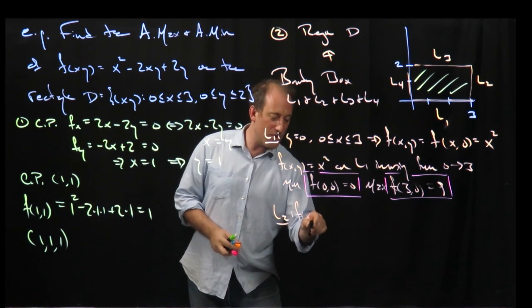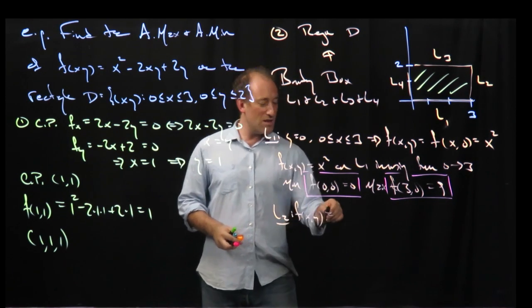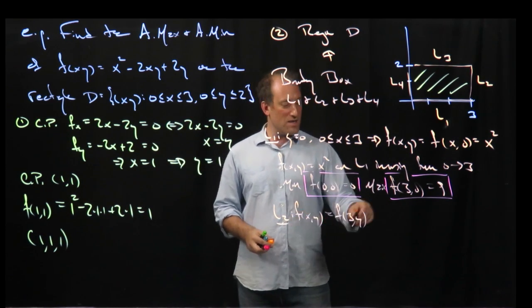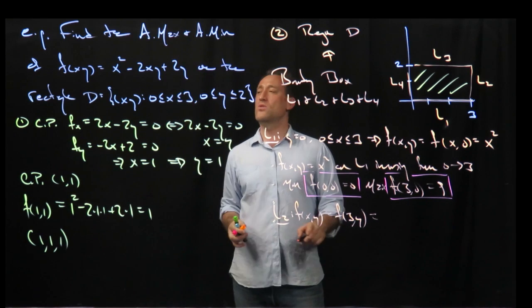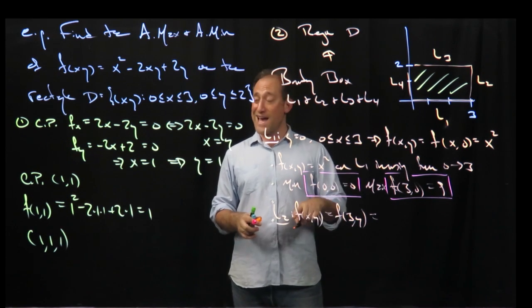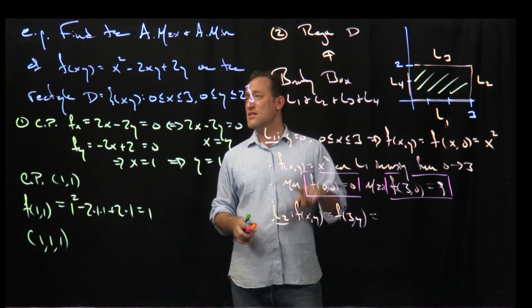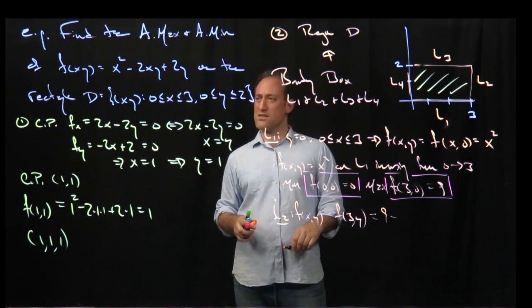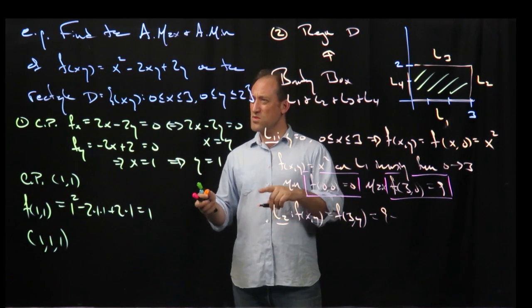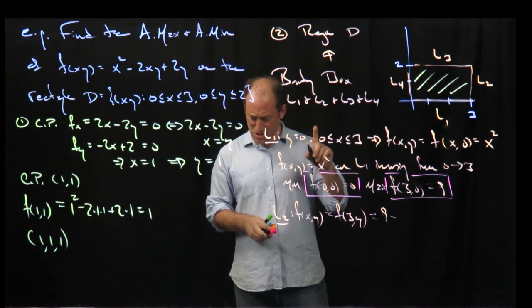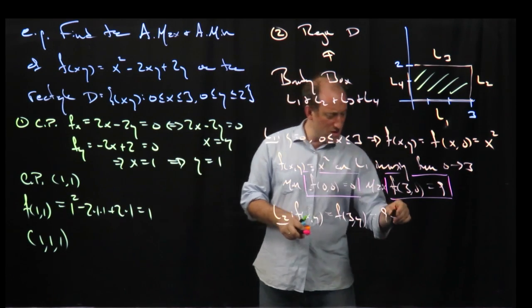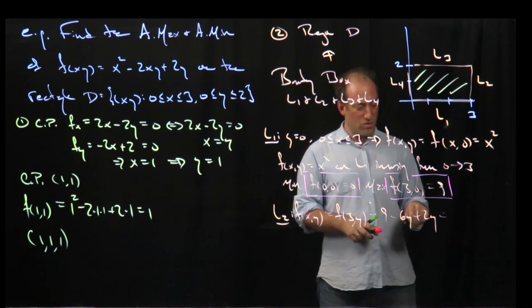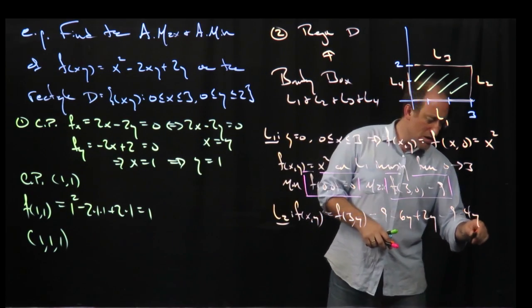Namely, f of x, y will be f of 3, y, because x is fixed at 3 and y varies. So if I throw 3 into x and I leave y alone, I get 9 minus 6y plus 2y, which is 9 minus 4y.